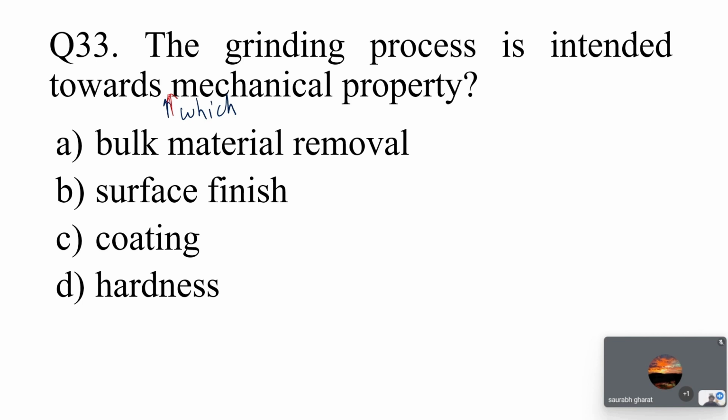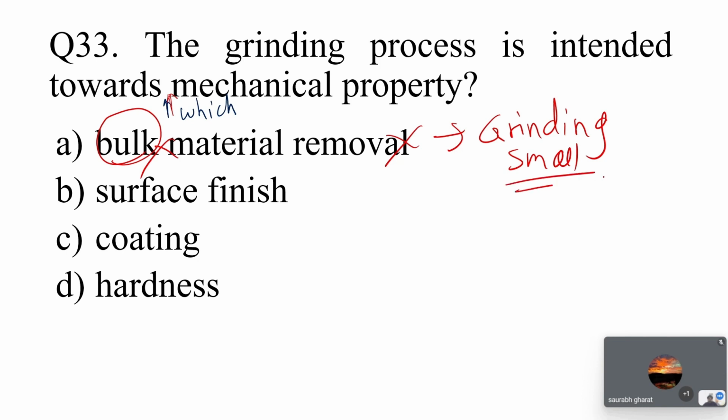Bulk removal, okay. In grinding, do we do bulk material removal? This is not what we do in grinding, not at all. Bulk material removal is a completely wrong answer for grinding. You only do small material removal, you know, the slice of chips. Surface coating, is that a use of grinding? No, for grinding there is no use of coating. Coating is a completely different manufacturing process.